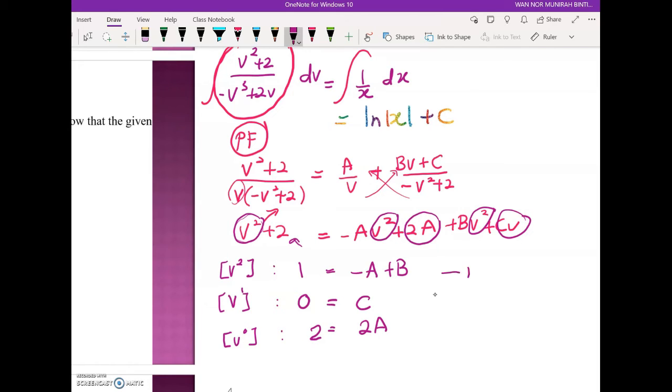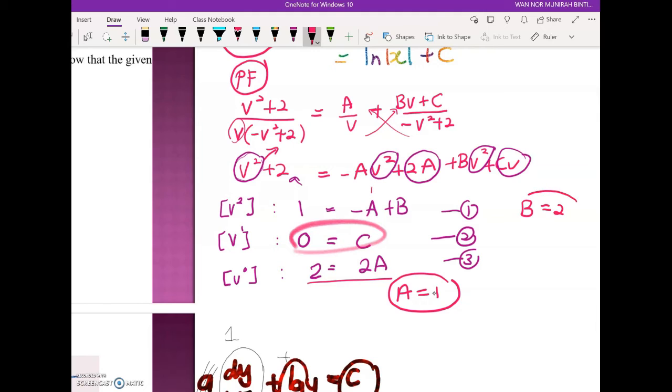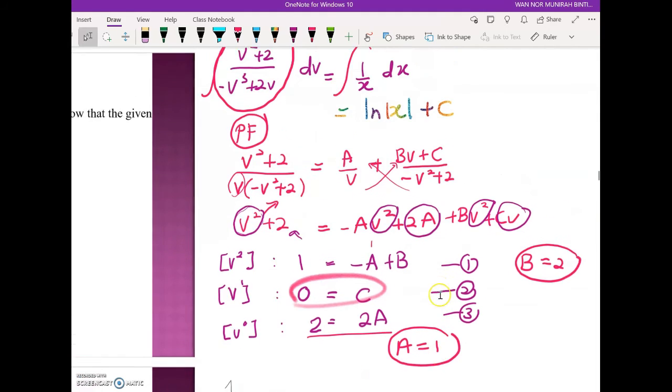Therefore, from this equation, I can solve it simultaneously, but this example is quite easy because c is 0. So from here I can say that a equals 1. When a equals 1, b is going to be 2. So a equals 1, b equals 2, and c equals 0.